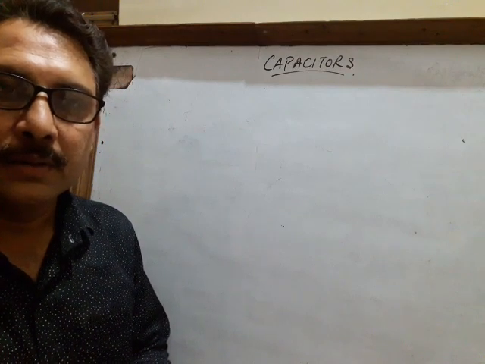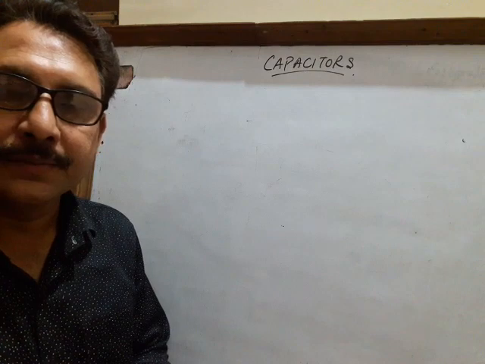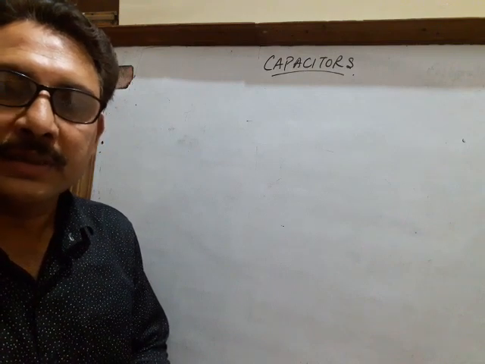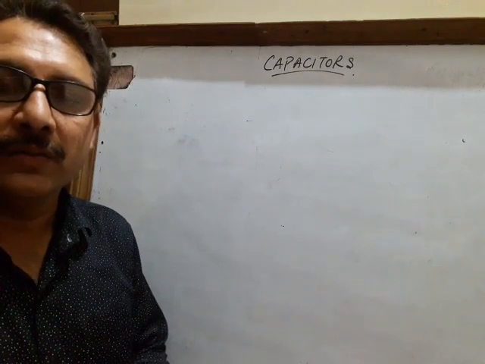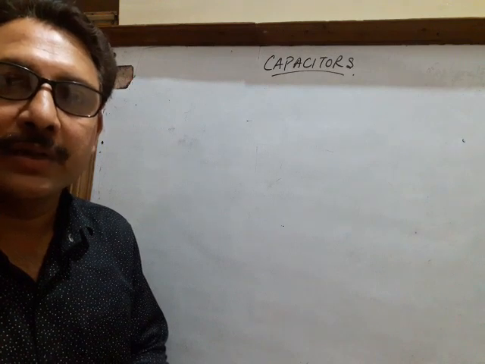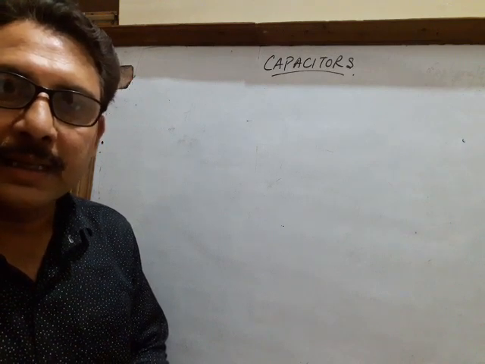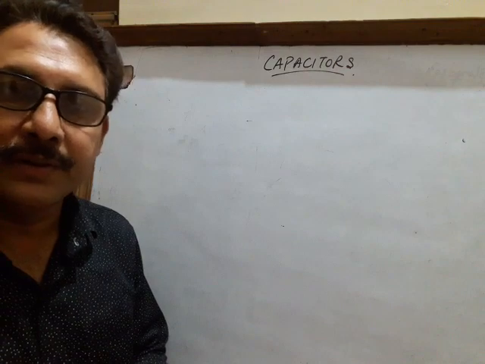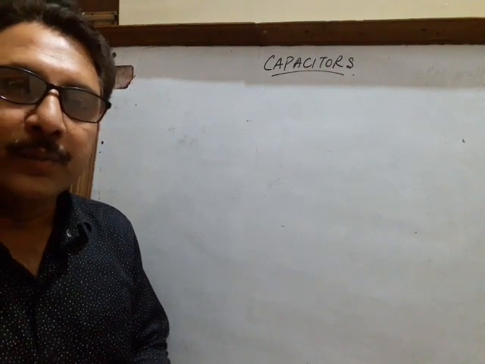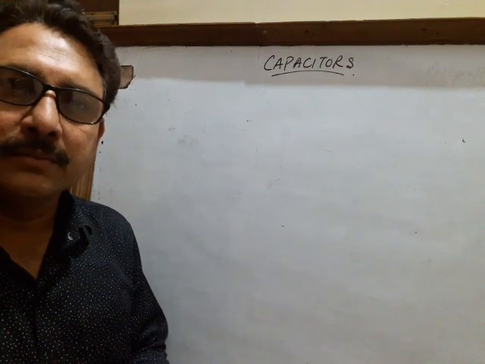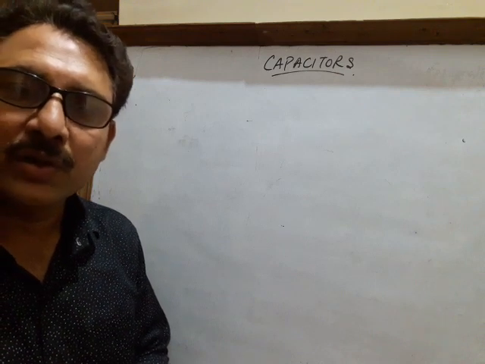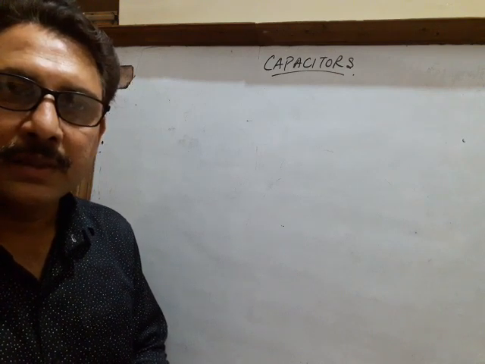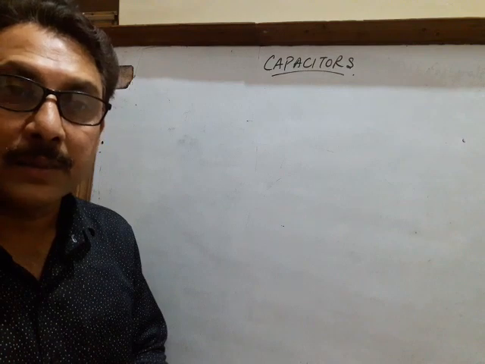Today we are going to start a new chapter, capacitors. What is a capacitor? A capacitor is a device which is used to store electric charge and energy in the form of electric field. Basically you can say a capacitor is a charge storing device. Now how does a capacitor work?